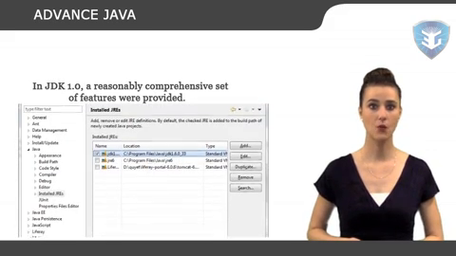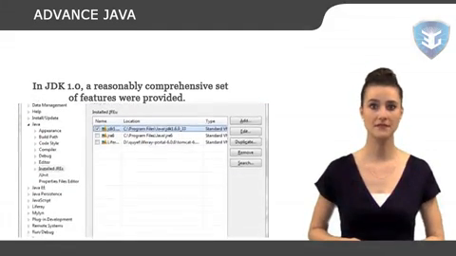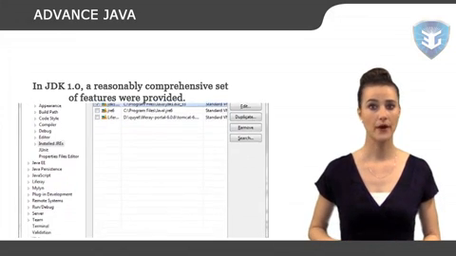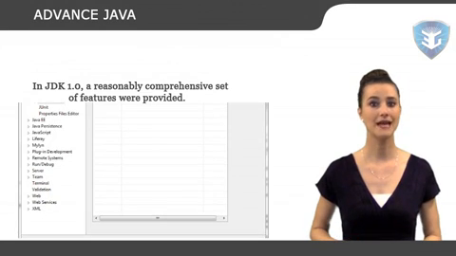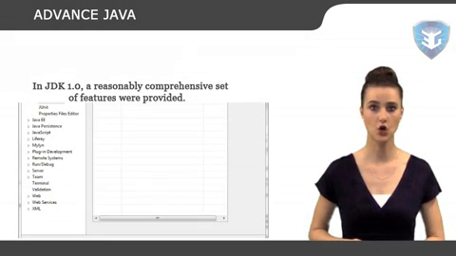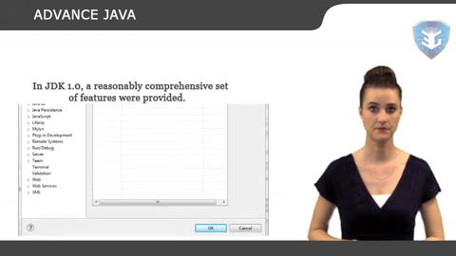In JDK 1.0, a reasonably comprehensive set of features were provided. However, events such as mouse movements, button clicks, and window closing had to be handled in a way which led to inefficient code, and code that was inappropriate in the object-oriented system.